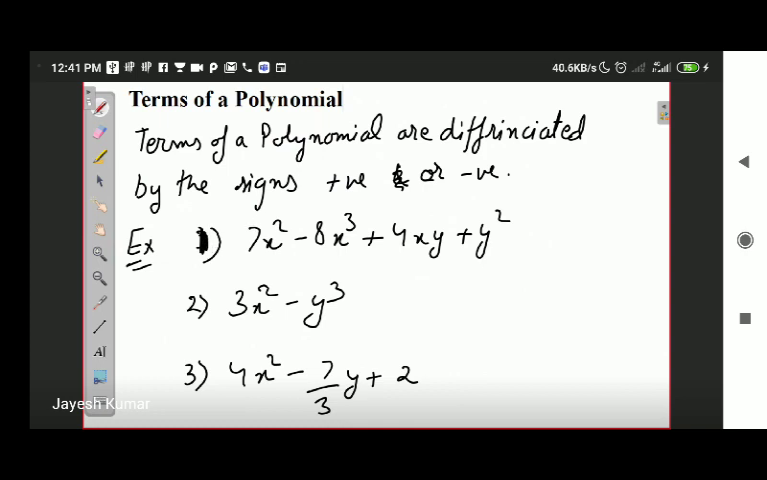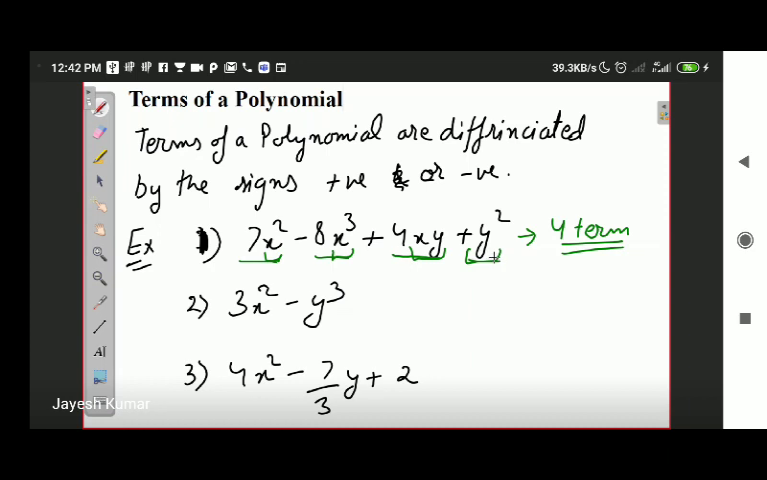For the first example, we see that there is a term 7x square, there is a term 8x cube, there is 4xy, there is y square. So there are 4 terms. How am I differentiating these terms? The variable part of all these 4 terms are different.